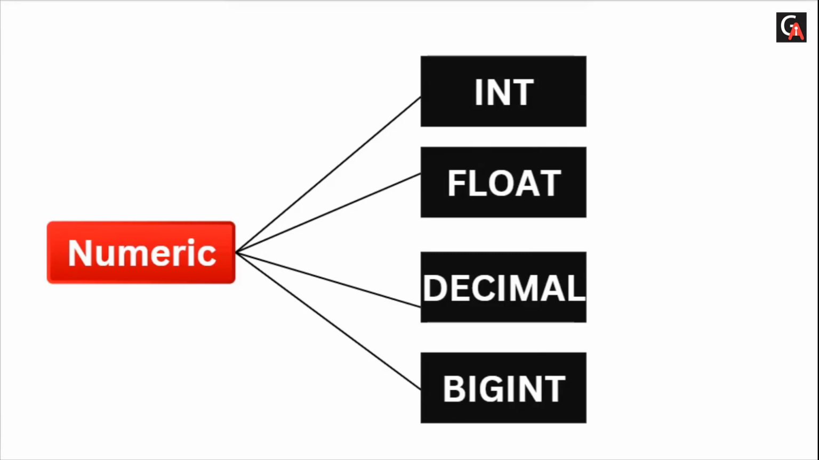Third, decimal. It stores numbers exactly as specified, used for currency, percentages, or any data requiring precise calculations. It has two parameters, precision and scale, where precision refers to the total number of digits the data can consist of, and scale refers to the number of digits after the decimal point. Fourth, bigint. Using this data type, we can store values up to 64 bits, that is 8 bytes.